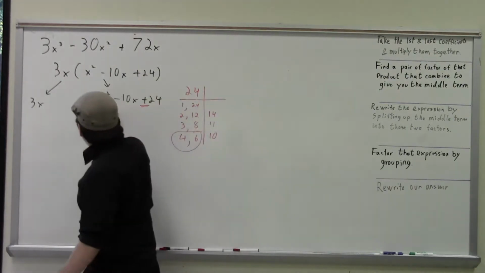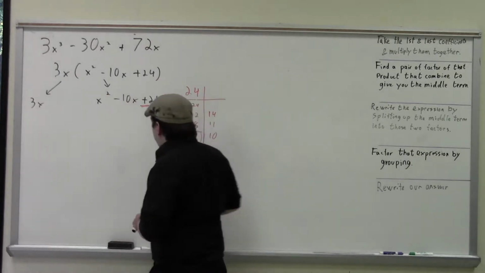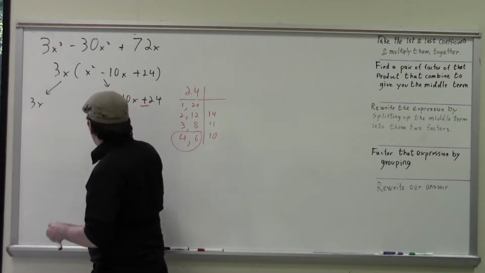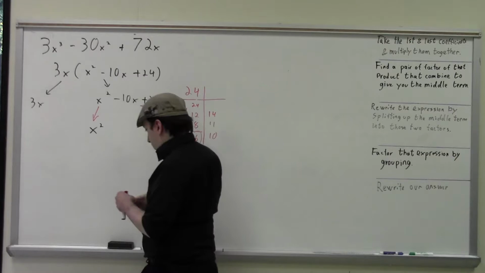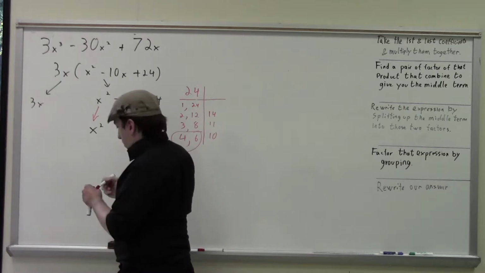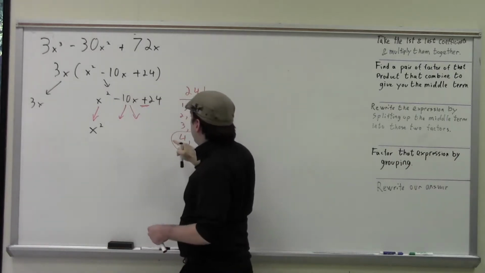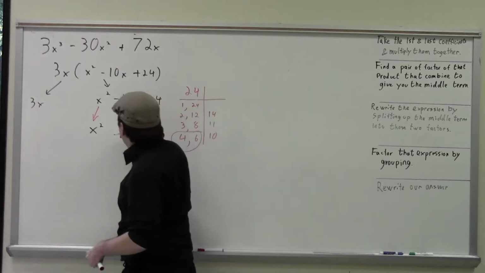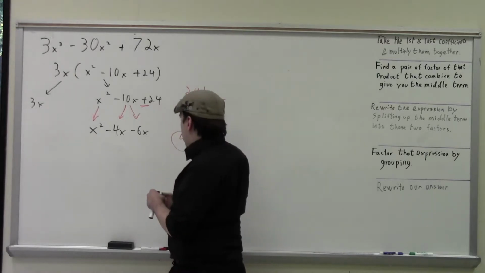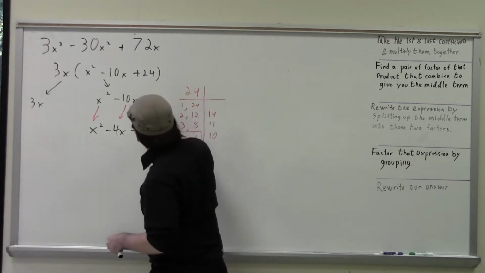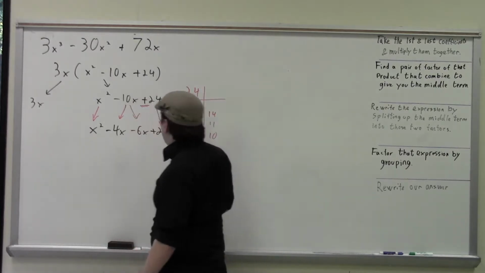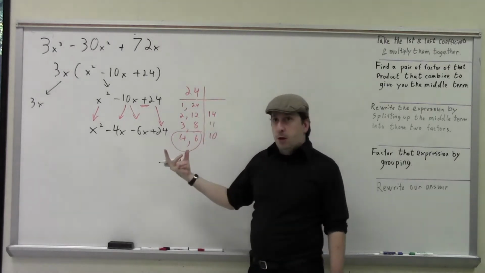Our next step is we're going to bring this guy down. We're going to split that guy up into negative 4x and negative 6x. We're going to bring that guy down. It's going to be plus 24. And then we want to factor that by grouping.